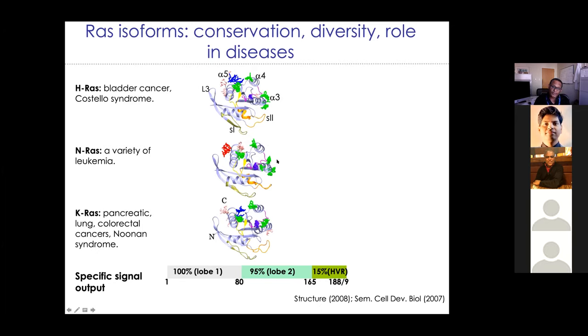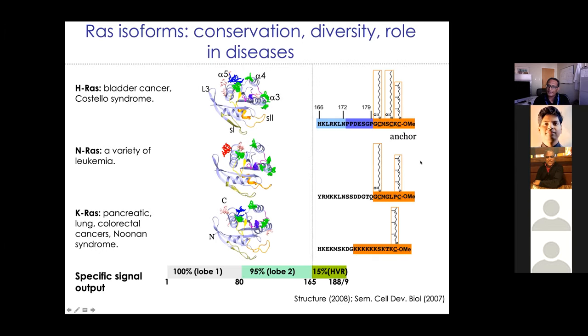And as you can see, these proteins are found mutated in different cancers and developmental disorders, including Noonan syndrome, for example. And they are really different not just in sequence of the HVR, but also in terms of their lipid modification. HRAS is modified by two palmitoyls and a farnesyl, NRAS by a palmitoyl and a farnesyl. KRAS has just one farnesyl, but it has this polybasic region, lysine-rich region, that, as you will see, would be really critical in how KRAS attaches to membrane surfaces.